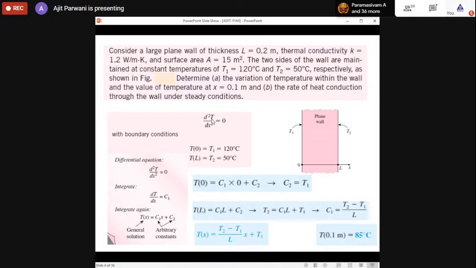Now this equation can be solved computationally or by an analytical method, but this equation is very easily solved analytically. How can we solve this equation? Just integrate this equation twice. If you integrate it twice, you will get two constants of integration, and then applying the boundary conditions, you can solve this equation and you will get this relationship. With this relationship, you can find out the temperature value at each and every point.